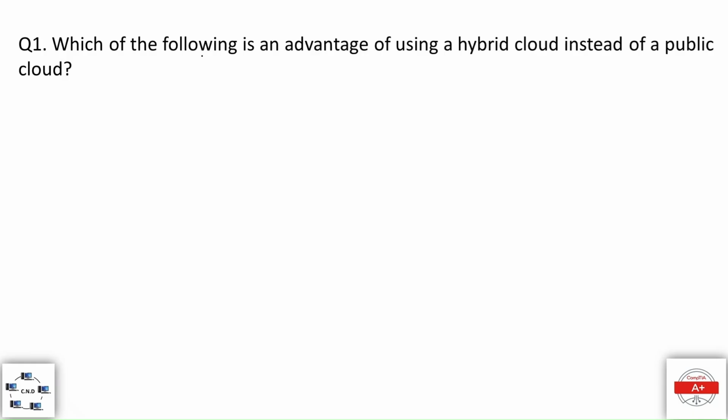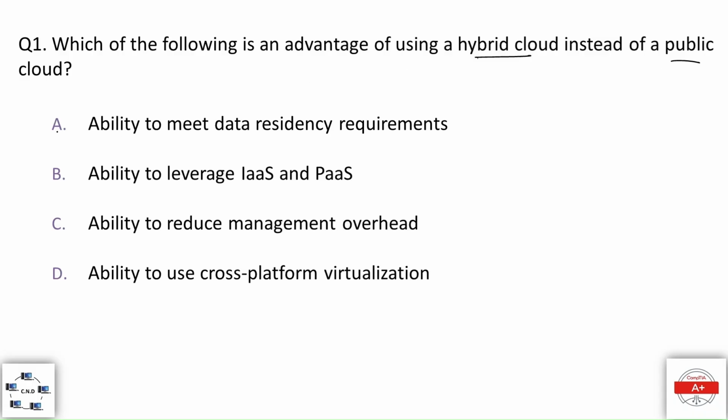Question number 1. Which of the following is an advantage of using a hybrid cloud instead of a public cloud? A hybrid cloud is a combination of a public and a private cloud. The options are: option A, ability to meet data residency requirements. Option B, ability to leverage infrastructure as a service and platform as a service cloud service models. Option C, ability to reduce management overhead. And option D, ability to use cross-platform virtualization.